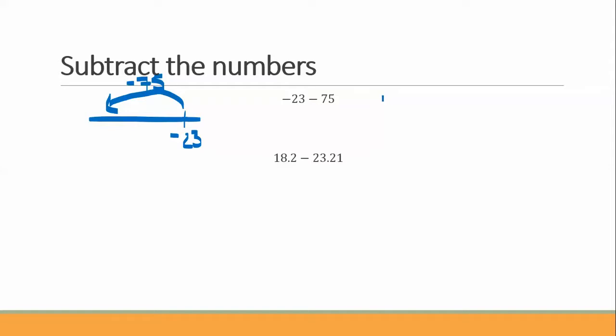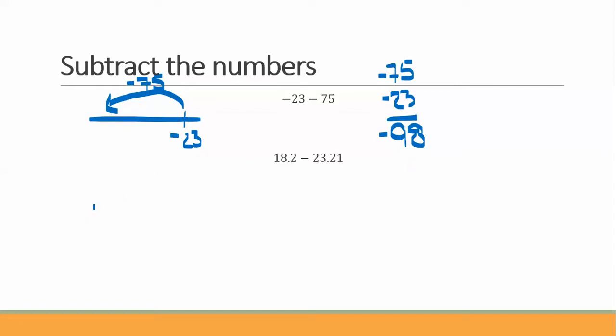So it's going to be -23 and -75. When we subtract, it's the best idea to have our largest number in the top and our smaller number in the bottom. So now we can combine, and we have 8 and 9, and we have -98.